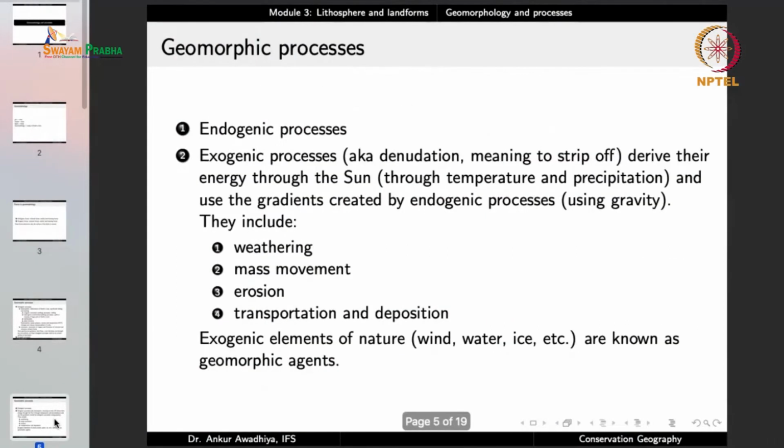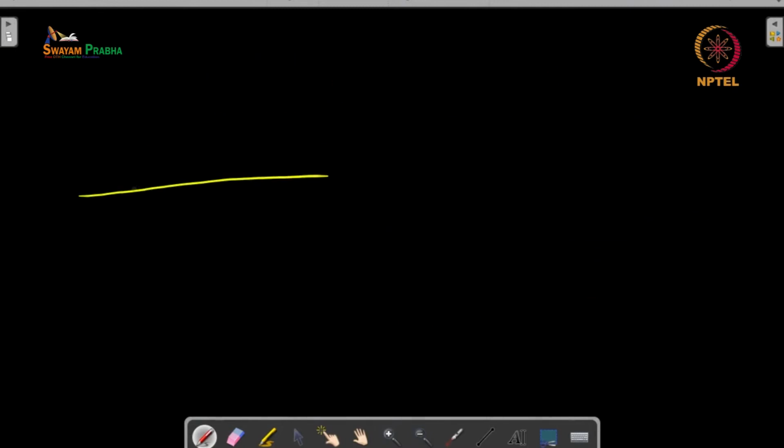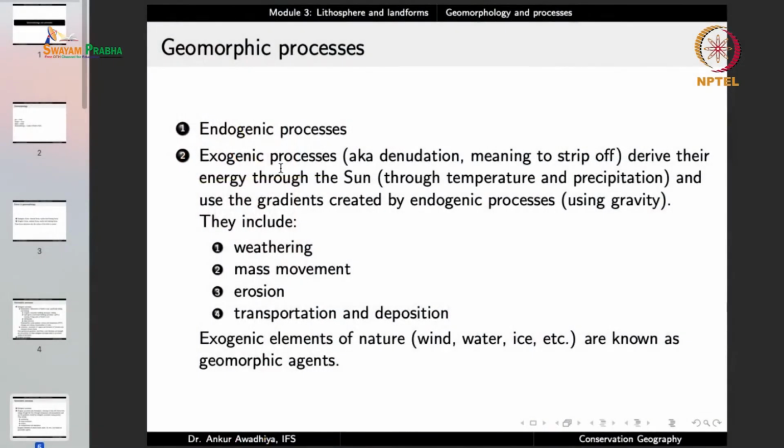The other forces are exogenic forces, which are the processes of denudation, which means stripping off. So what the exogenic forces do is that they take a landform and they denude it, which means that they wear it down. So from this, it will convert to this, and then later on to this, and ultimately you'll only have a plain level surface. So these are the forces of denudation, the processes of stripping off.